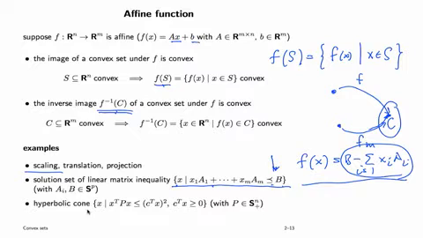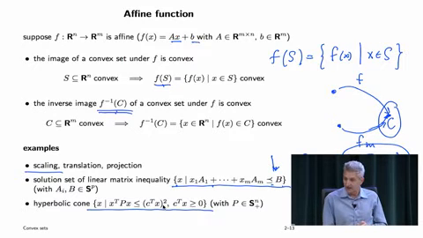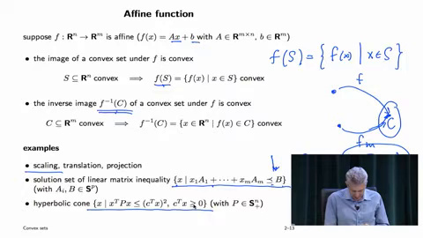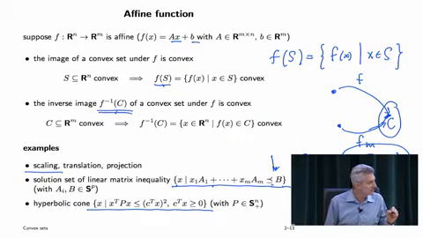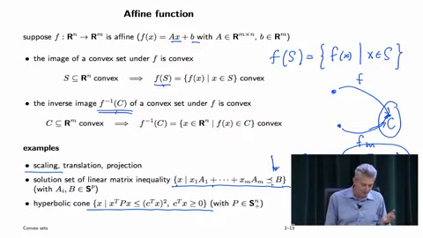You'd have things like this. The hyperbolic cone. That's the set of points where x transpose Px, that's a quadratic form, is less than some c transpose x squared, and c transpose x is bigger than or equal to 0. That's actually convex because it's the inverse image of the standard cone, the two-norm cone, under an affine mapping. And I won't go into that, but I'll let you look at that.